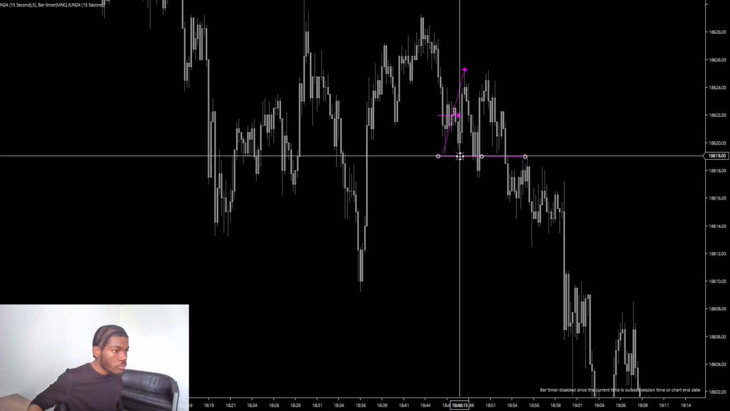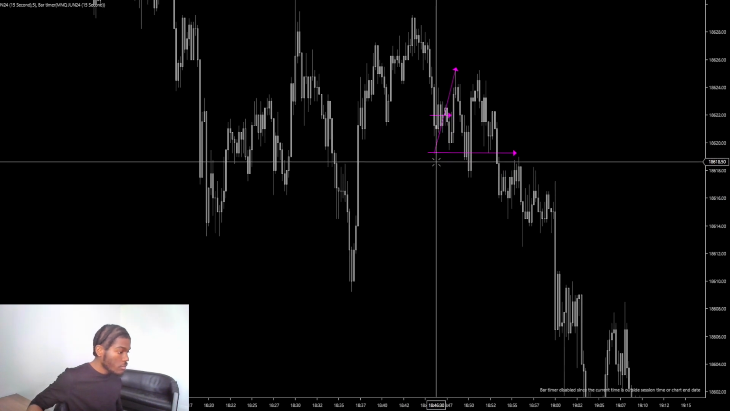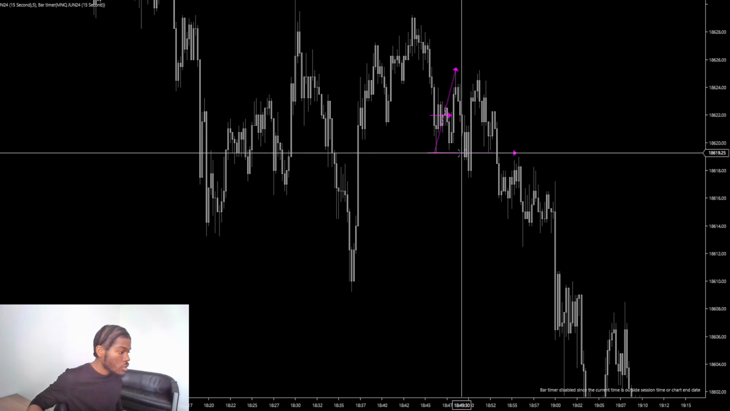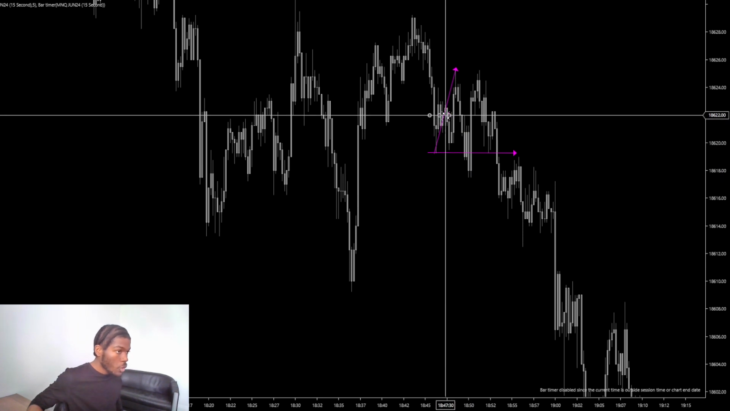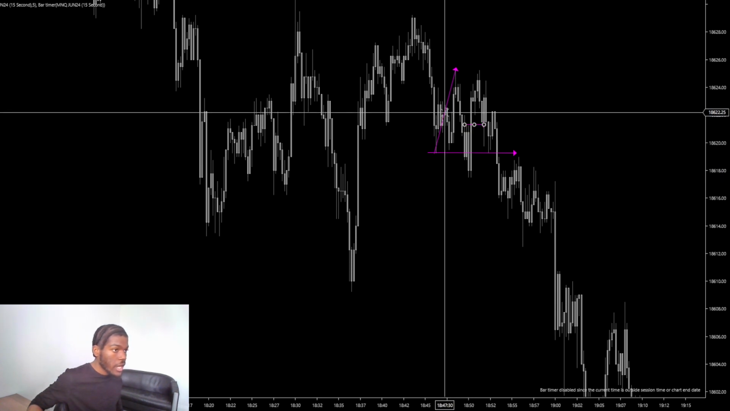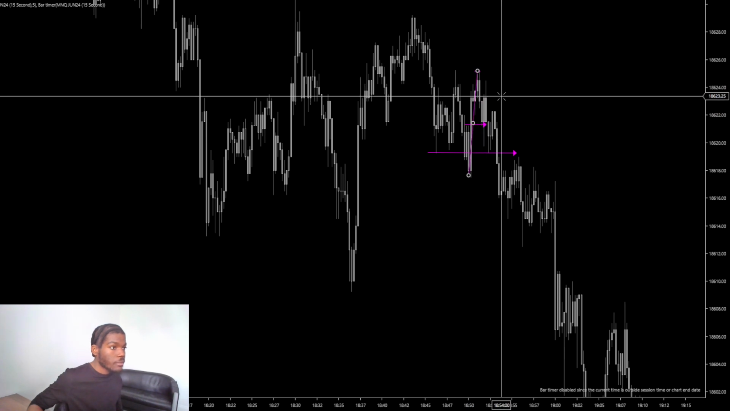So this is a structural low. We see a closure below it. We also see a closure above the last down candle. That is your pullback.